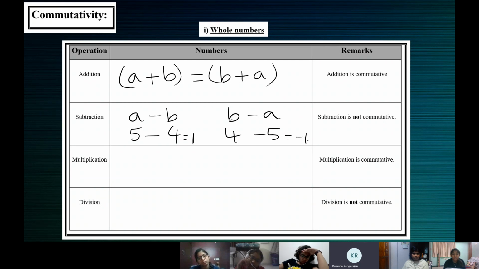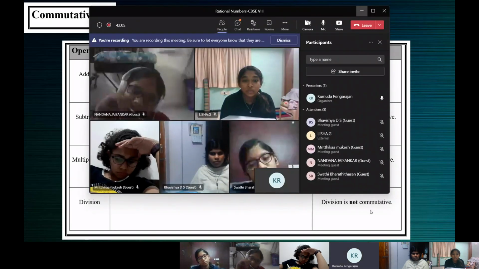If the background is noisy, please disable your mic. Kindly do not enable your mic if there's noise in the background.